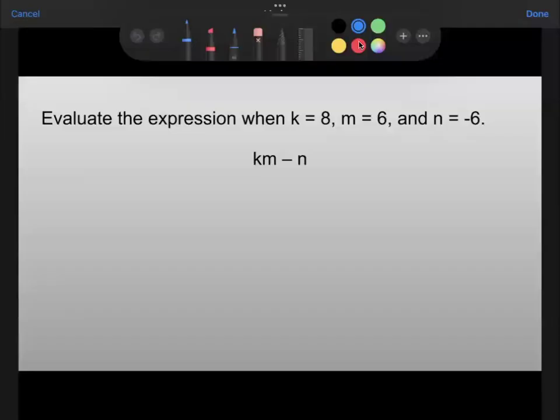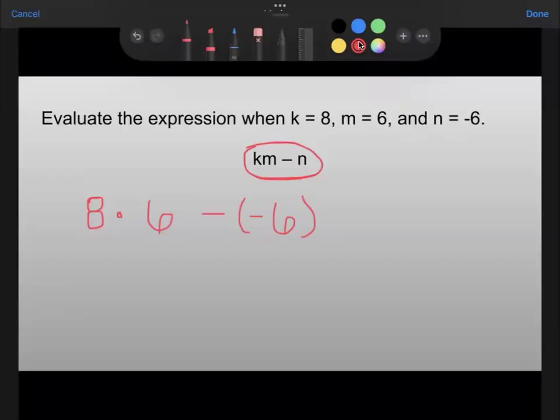Okay, here is our next one. Evaluate the expression when k equals 8, m equals 6, and n equals negative 6. Okay, so let's write out this expression we are given, which is km minus n. That's k times m minus n. So I can replace k with 8. So I'm going to erase k and put 8. I can replace m with 6. So I'm going to delete the m and put a 6. And then I can replace n with negative 6. So I'm going to delete n and write in negative 6.